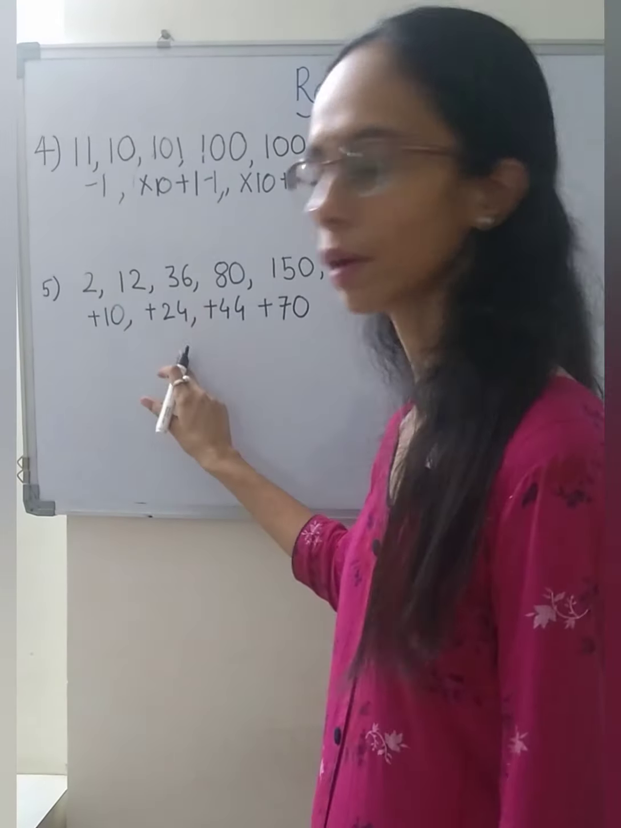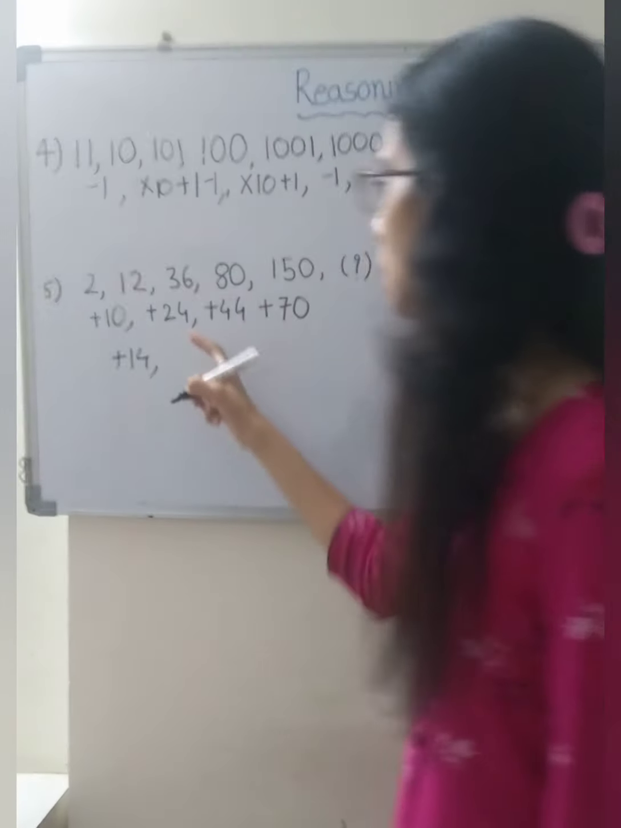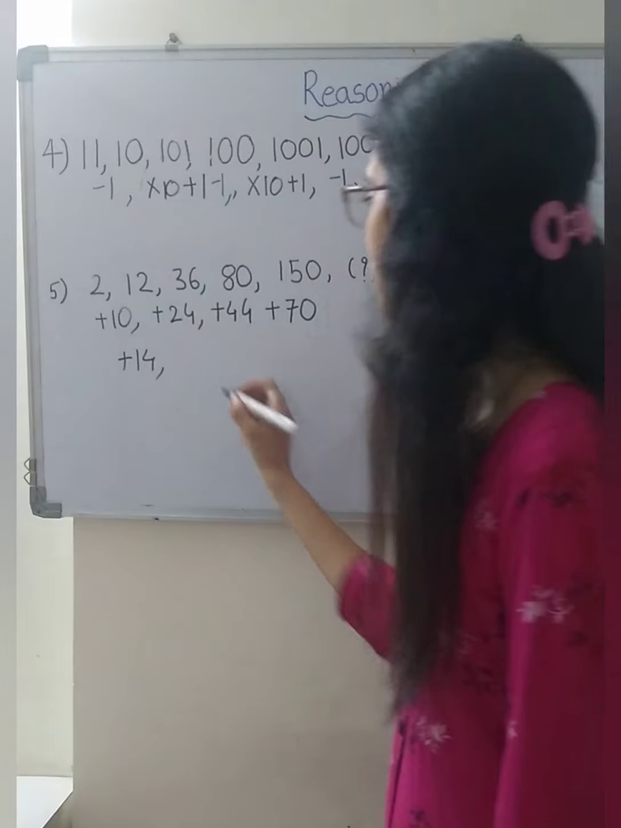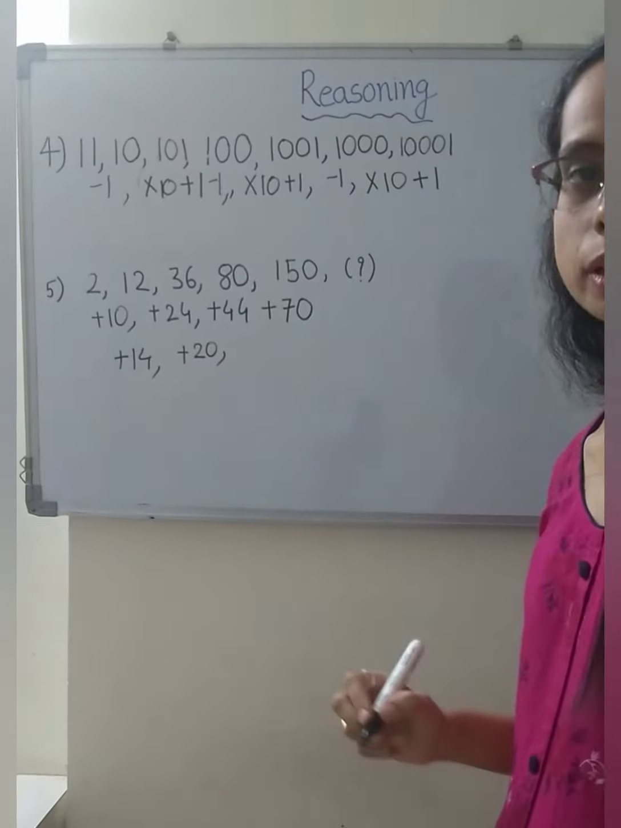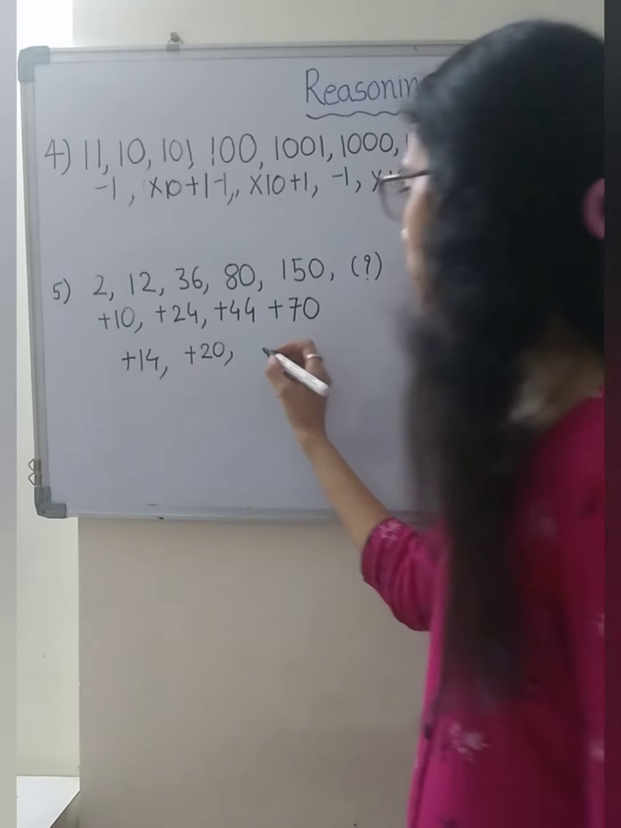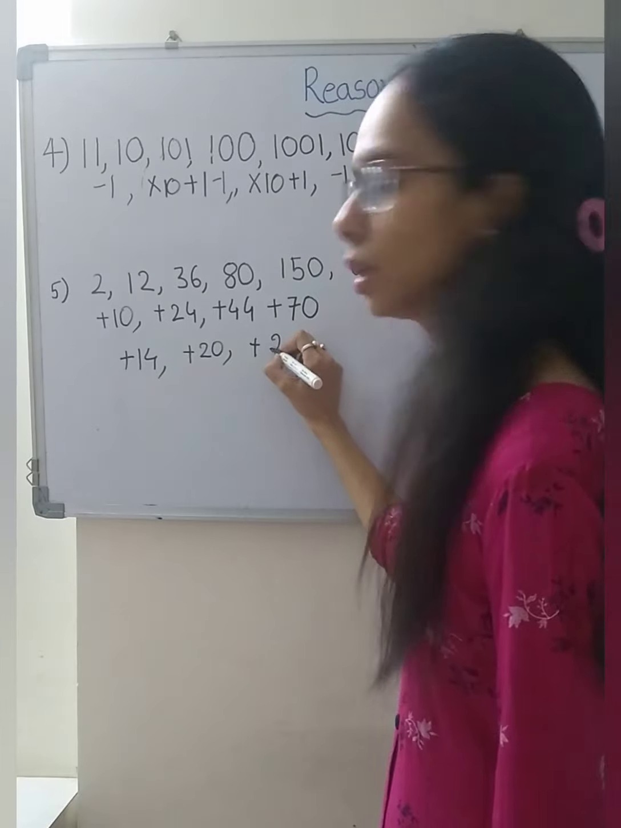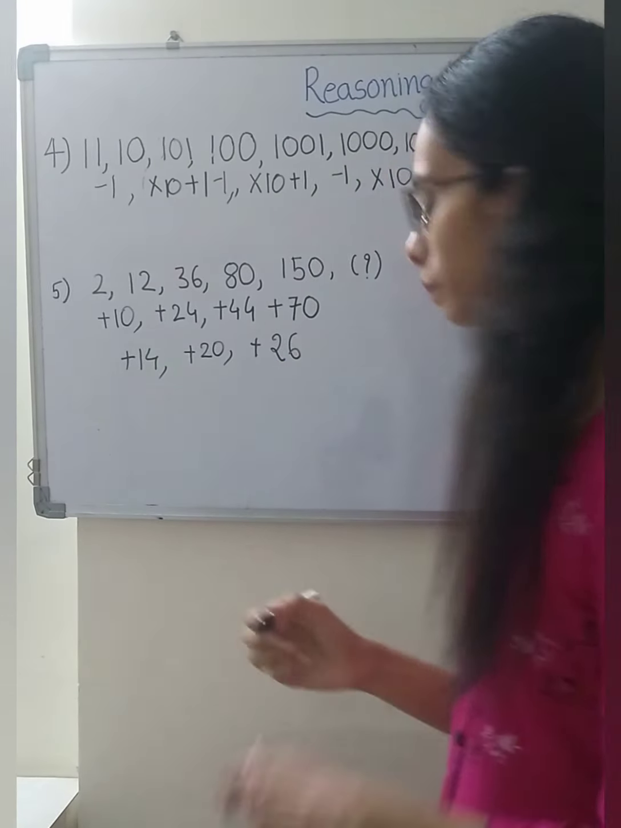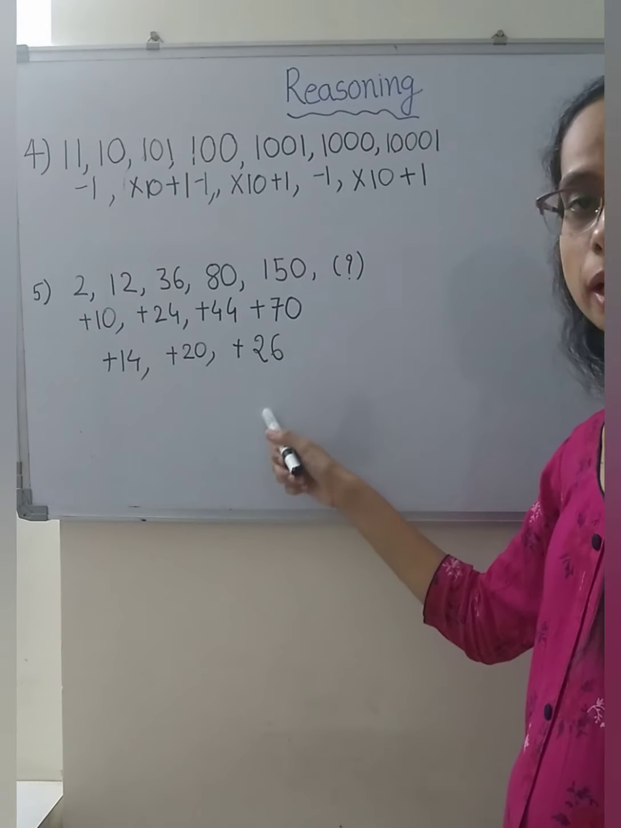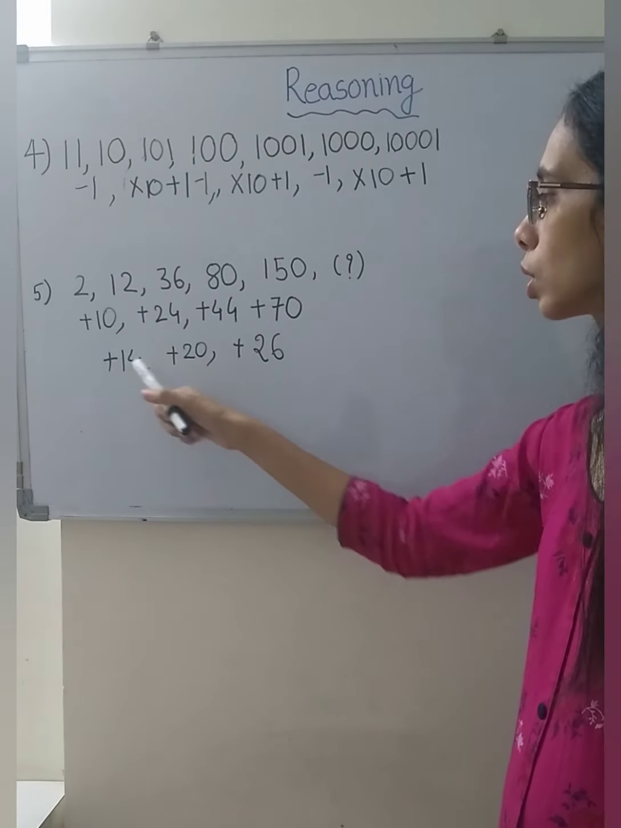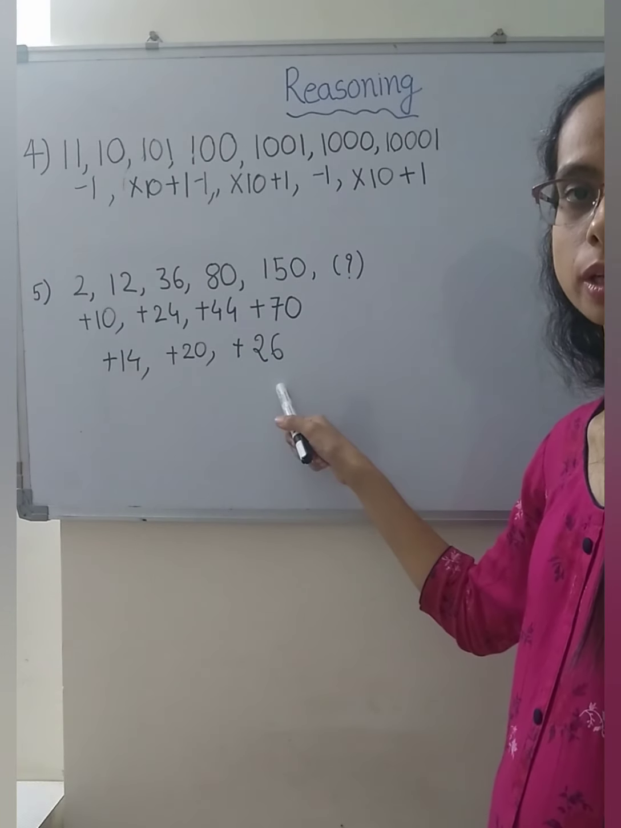So here 10 and 24. So we will write plus 14. 24 and 44. So we will write plus 20. Then 44 and 70. Fine. So we will write plus 26. Okay. Now 14, 20 and 26. Till here we have to continue the pattern. Why? Because the difference between the consecutive terms is not uniform over here.